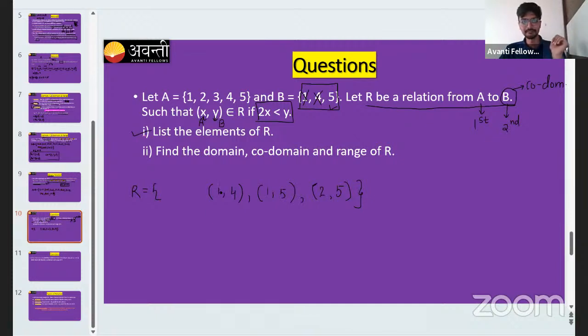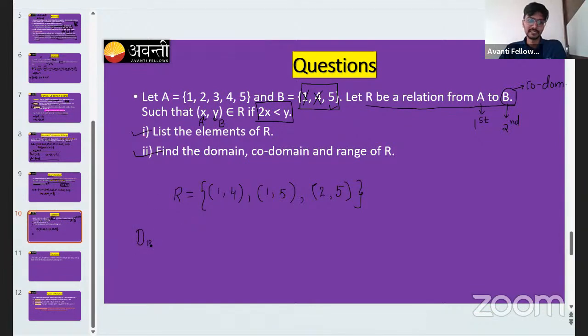So my relation is 1, 4, 1, 5, and 1, 6. Let me write this in proper way. R will be equal to this. Now, second is very simple. Find the domain, codomain, and range.